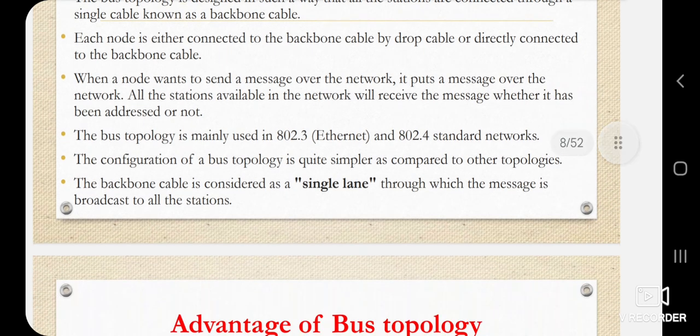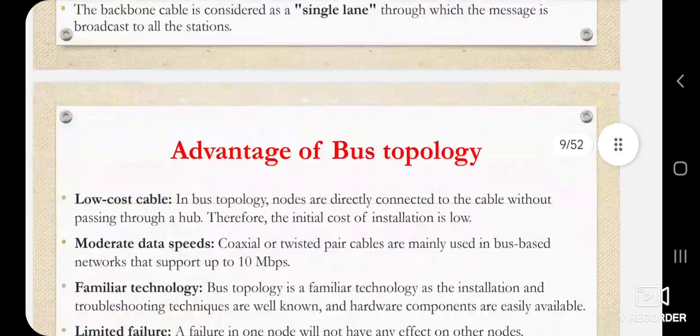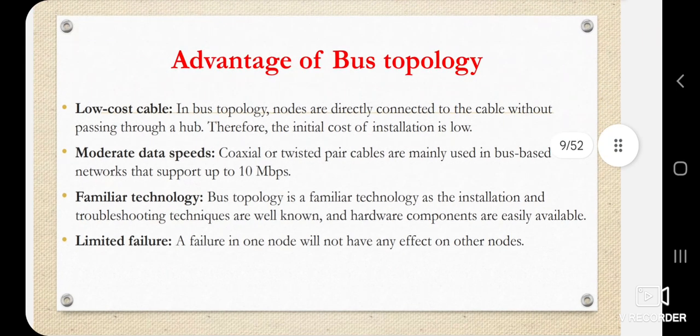The configuration of a bus topology is quite simpler as compared to other topologies. The backbone cable is considered as a single line through which the message is broadcast to all the stations. Advantages: low cost cable. In bus topology, nodes are directly connected to the cable without passing through a hub. Therefore, the initial cost of installation is low.